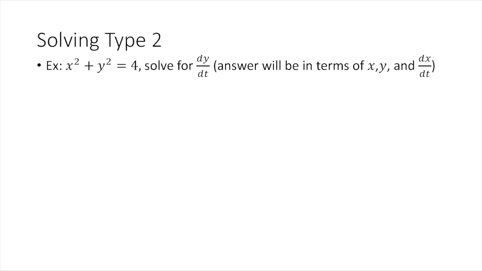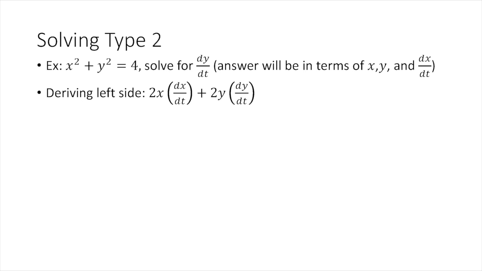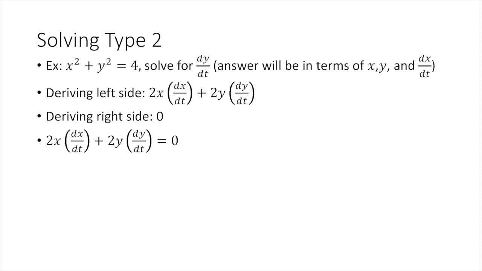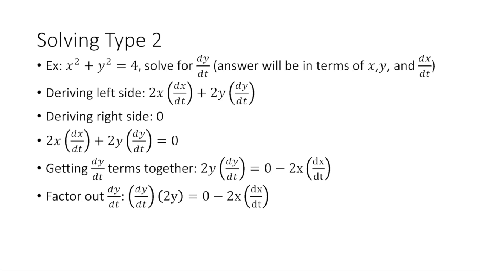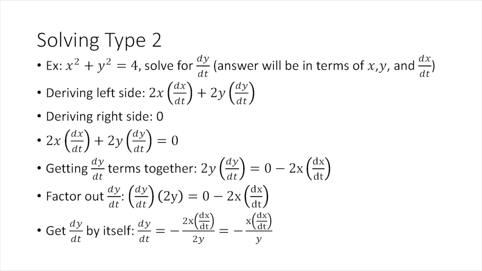Let's take a look. So when I derive the left side, I get 2x times dx over dt plus 2y times dy over dt. And the right side is the derivative of a constant number 4, which is 0. So now I need to get my dy over dt terms all on one side. So I have 2y times dy over dt equals 0 minus 2x times dx over dt. Then I get dy over dt by itself by dividing each side by 2y. And I get dy over dt equals negative 2x times dx over dt over 2y.